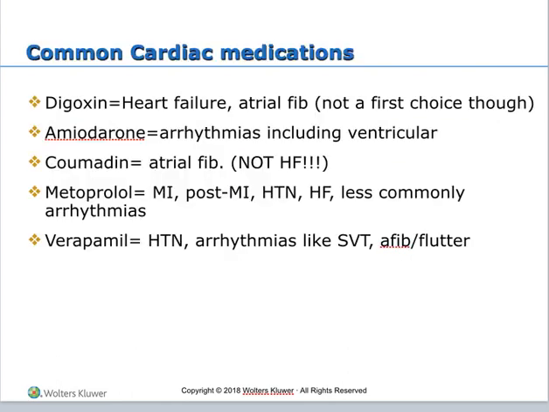All right, and then my last thing I want to touch base on is some common cardiac meds. Definitely know these. So digoxin, commonly used for heart failure. Amiodarone, commonly used for arrhythmias. Coumadin, commonly used for atrial fib. Metoprolol, it's a beta blocker, super helpful, very commonly prescribed for heart attacks, after heart attacks, hypertension. Verapamil, calcium channel blockers, super commonly prescribed for hypertension, and we can use it for arrhythmias too.